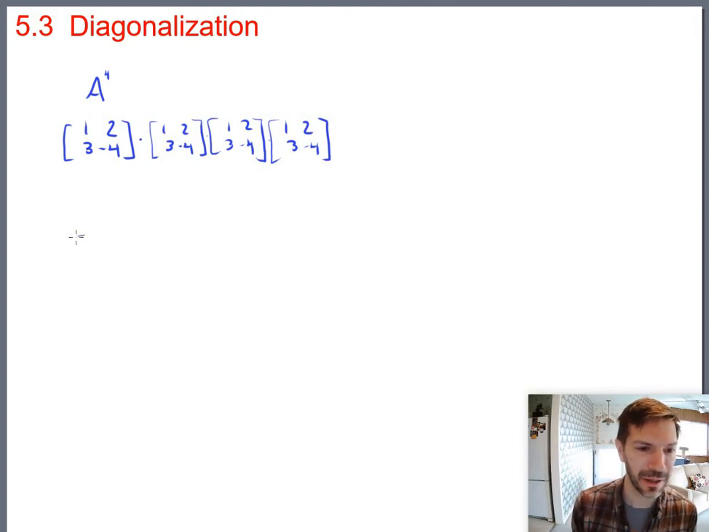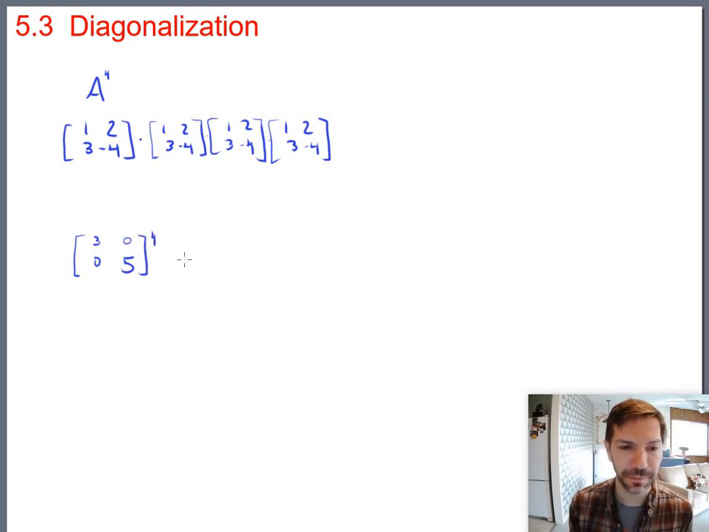So let me talk about maybe 3, 0, 0, 5 to the 4th power. Obviously, this is a diagonal matrix. The only non-zero entries are on the diagonal. Well, actually, let's just start with squaring it, because I think that will illustrate the purpose well enough.